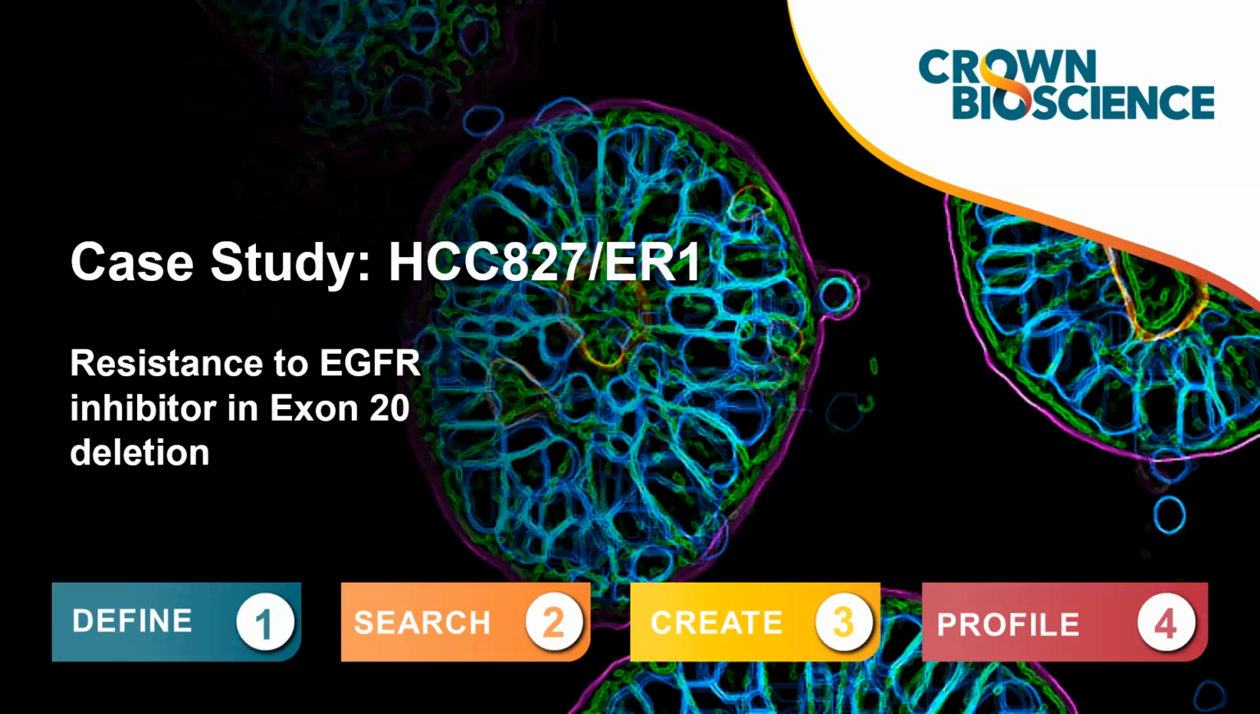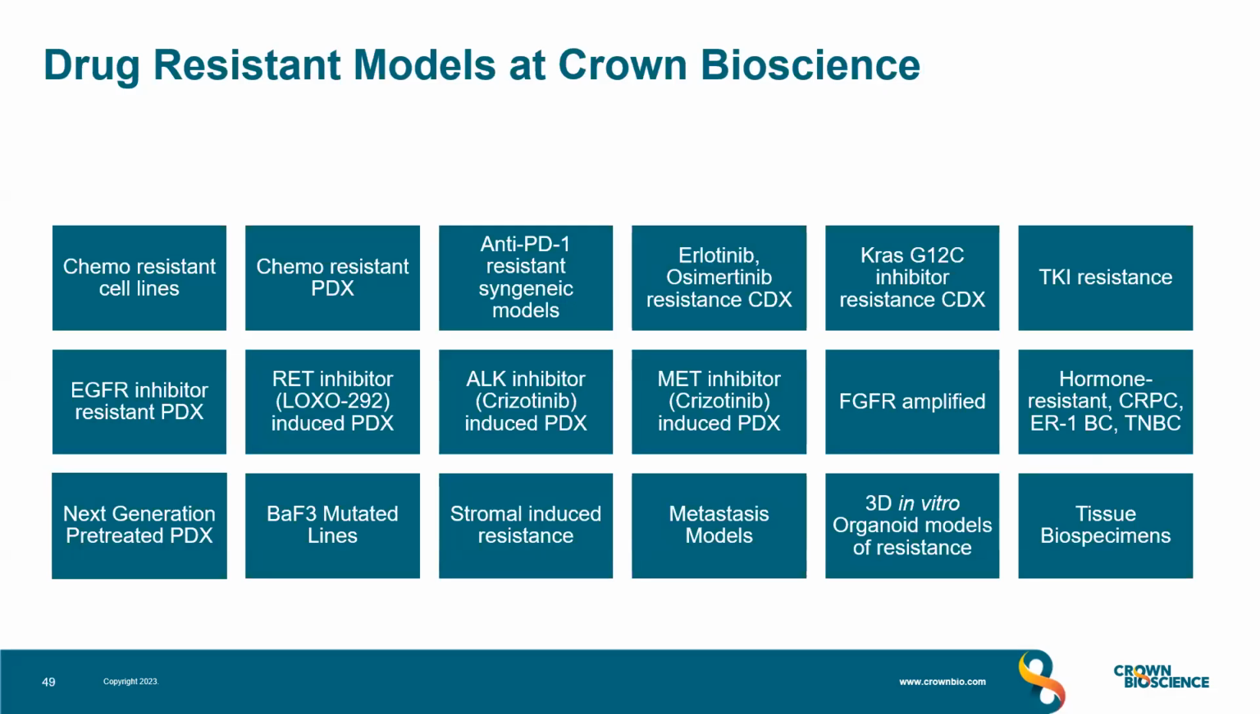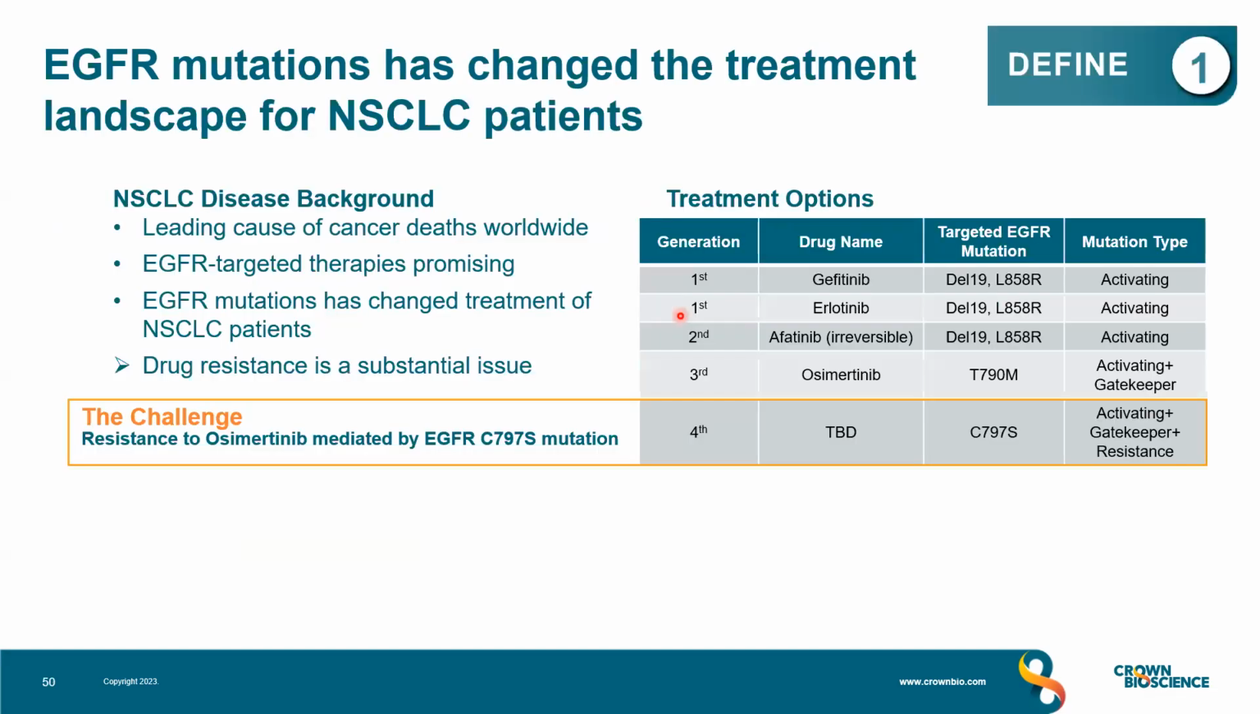So for the final part of this webinar, I'll give an example of a model that was created to answer a specific mechanism of resistance following the 4-step strategy. And this has since been extensively used. So this is focused on the EGFR mutations and resistance in CDX models. And we actually have a number of different ones based on the different mechanisms of resistance.